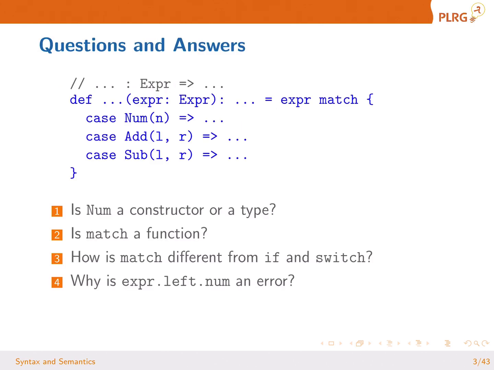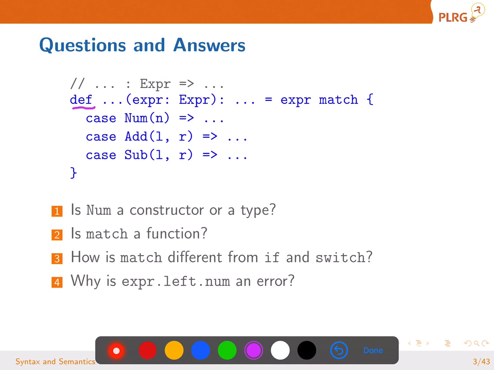Questions and answers. There are several questions about the pattern matching we learned last week. Let's review this syntax. def is the keyword explaining that we are defining a function. It could be some function name which has one parameter. The parameter name is expr, whose type is, again, Expr, large Expr. And it's going to return something depending on what you do with the argument.